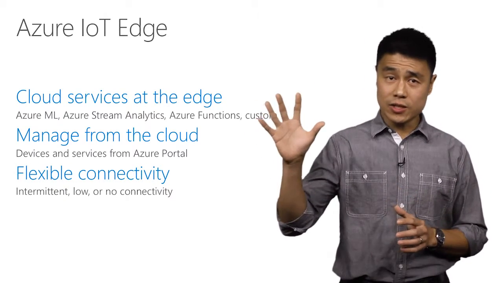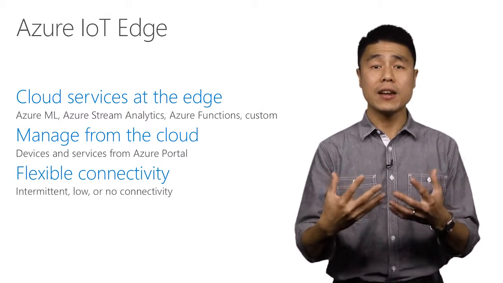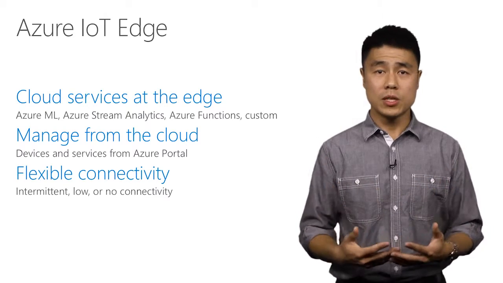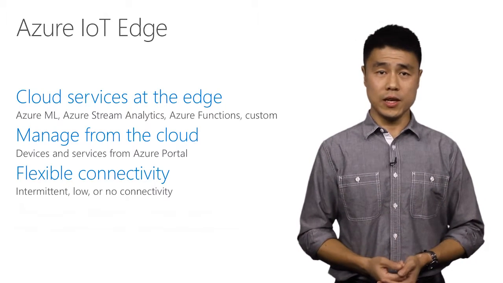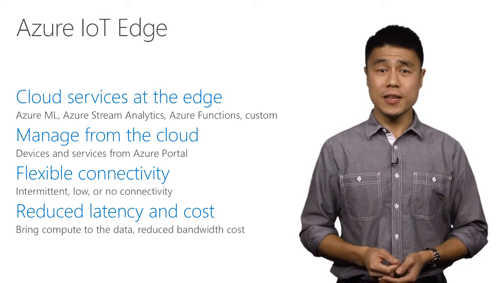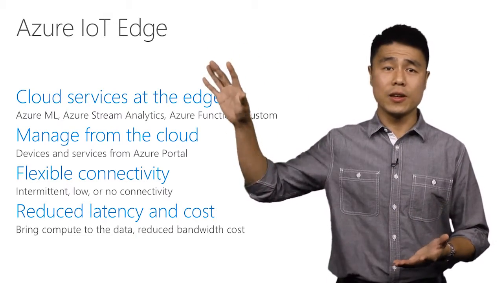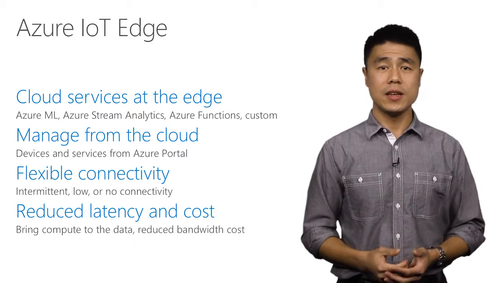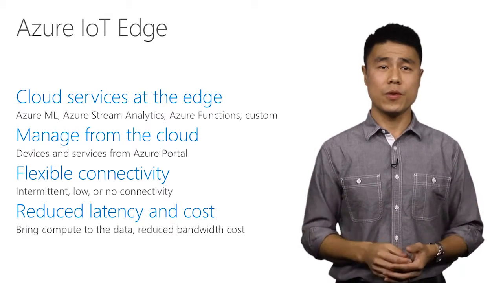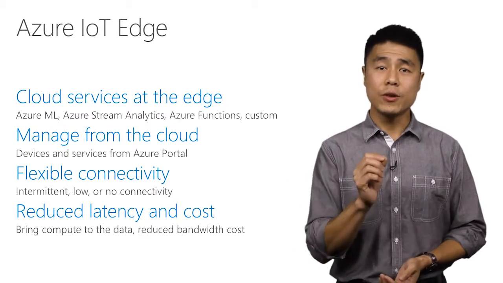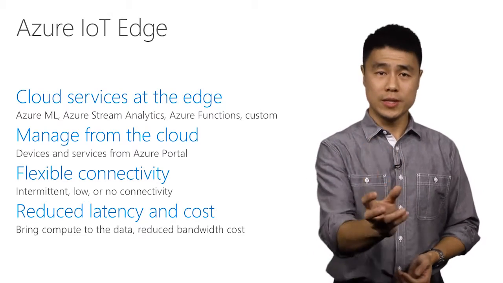And by bringing intelligence to the edge, you can run analytics in places where there is intermittent, low, or even no connectivity. There is reduced latency because compute is brought to the data. The data doesn't need to travel to the cloud, which reduces bandwidth costs. If your data is private, sensitive, or impossible to send to the cloud, IoT Edge brings compute to the data.